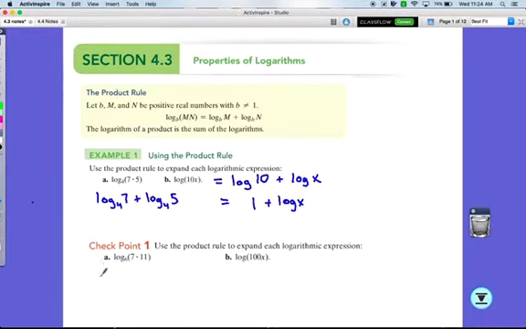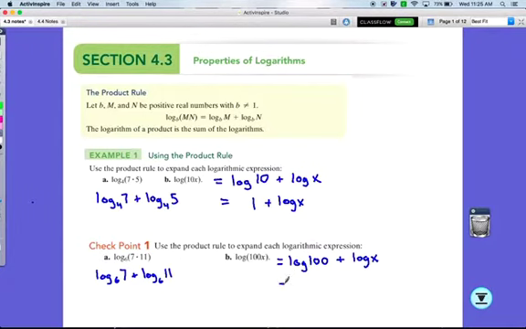All right, here are the answers. For A, we're going to have log base 6 of 7 plus log base 6 of 11. Multiplication on the inside is addition on the out. For B, our first step, we can write this as the common log of 100 plus the common log of x. Since it's 100 times x, it becomes the log of 100 plus the log of x.